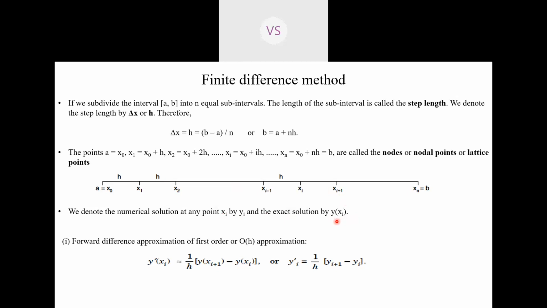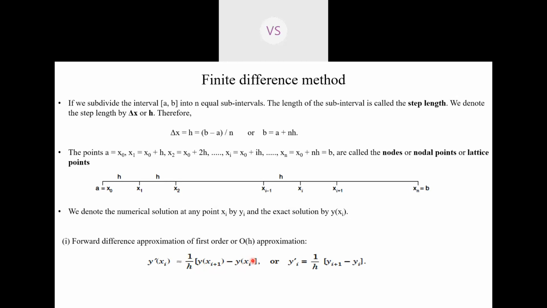Now there are three different approximations in the finite difference method. One is the forward difference approximation, then the backward difference approximation, and the third one is the central difference approximation. Now we'll see the forward difference approximation for the first order. According to this, the value of y dash will be equal to 1 by h, y at xi plus 1 minus y at xi.